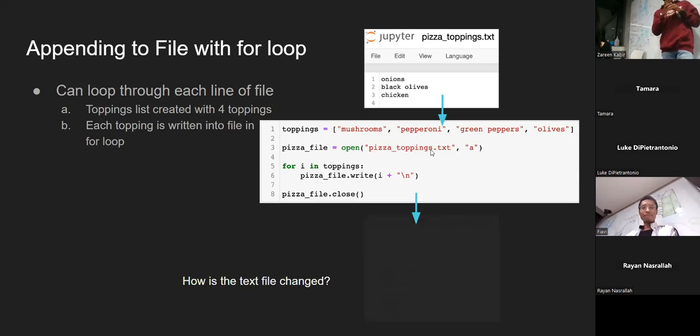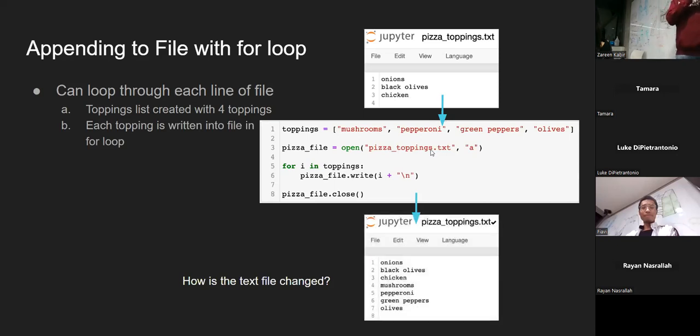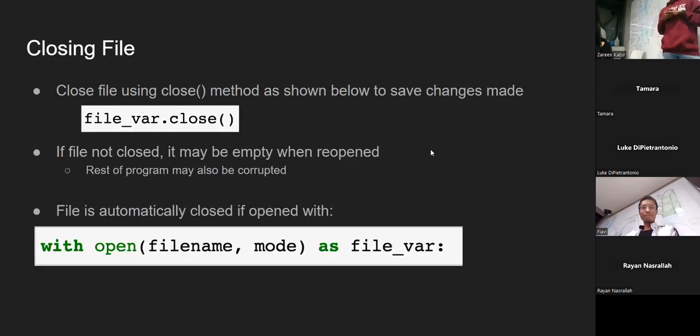Exactly. So if you go next slide. Just as you said, it will display all seven toppings because we opened it in append mode. So we're adding to the file, we're not overwriting anything. So yeah, next slide. And lastly, we have closing the file.